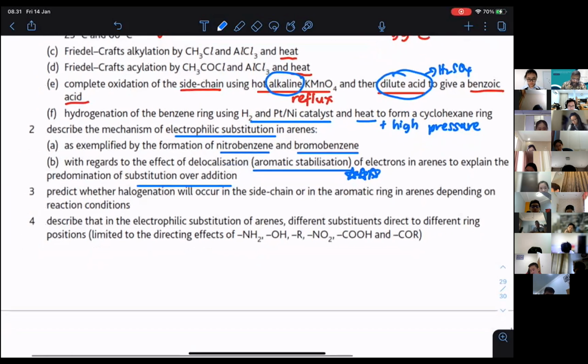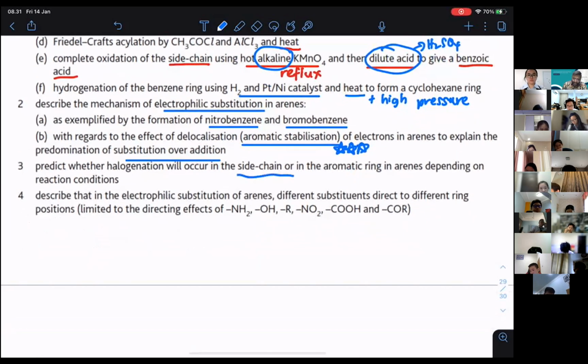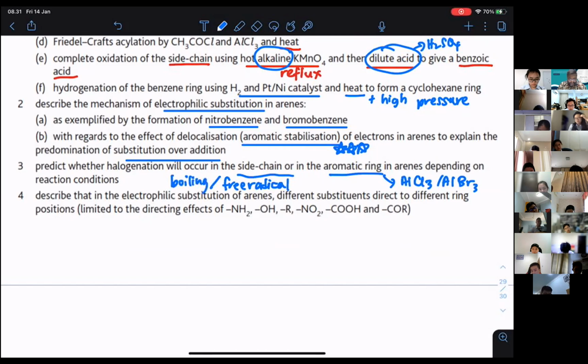Now, predict whether halogenation will occur in the side chain or in the aromatic ring, depending on the situation. If you want anything to go into the aromatic ring, then it must be with the halogen carrier. Without the halogen carrier, you are not going to have that. But if it is the side chain, then it is, for example, free radical substitution. I think I introduced a new condition, which is boiling, if it is methyl benzene. So please recall all that.